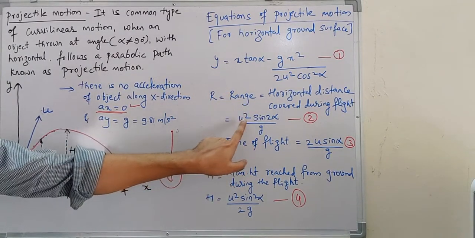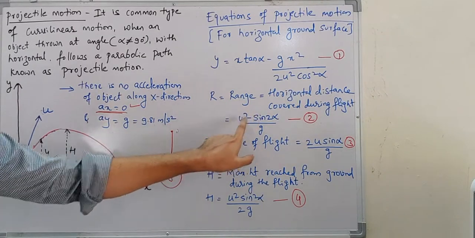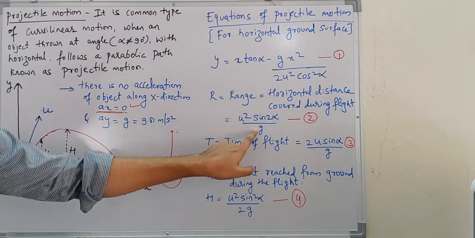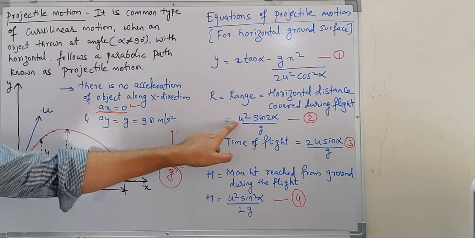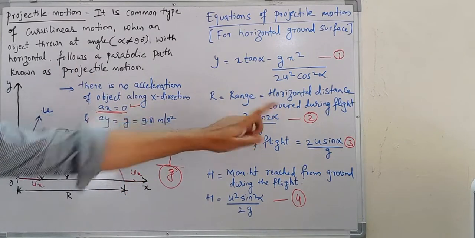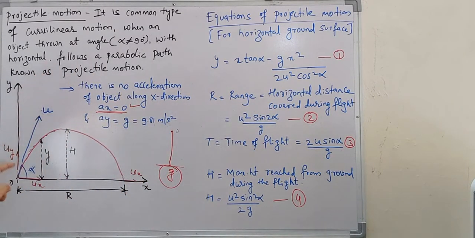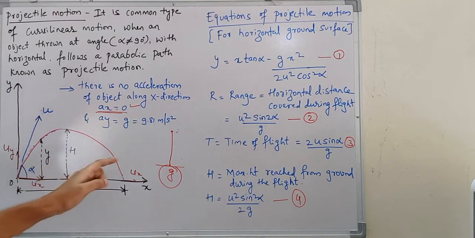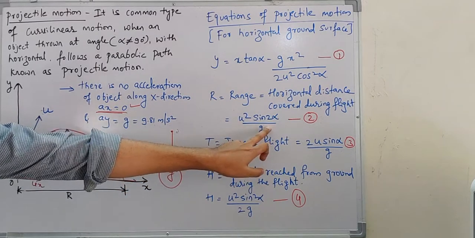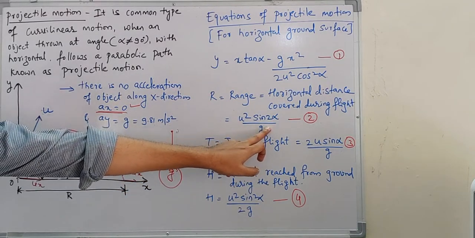And that is defined as u square sine 2 alpha divided by g. Again u stands for initial velocity, alpha stands for the inclination at which the particle is thrown with respect to the horizontal ground, and g is the acceleration due to gravity.